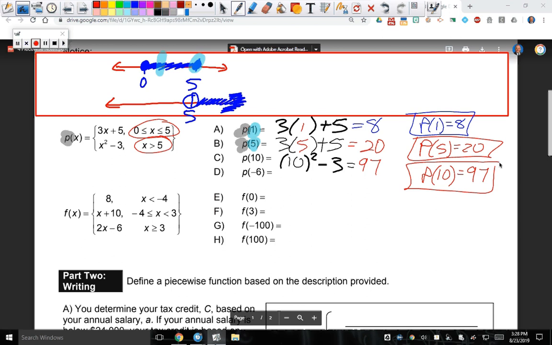Look at the next one. We're still plugging into P, but this time we're going to plug in a negative 6. There's nowhere that we can plug this into. So you don't leave it blank, you're going to say that you can't define it. So for a piecewise defined function, if you can't define it, you're going to put undefined. This is not dividing by 0 undefined. It's something a little bit different, but we still use undefined. Okay? So let's put undefined.